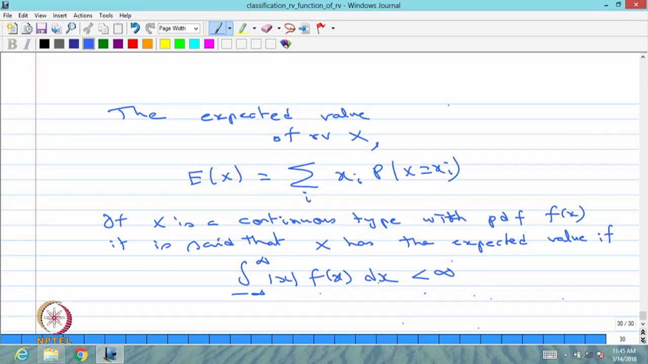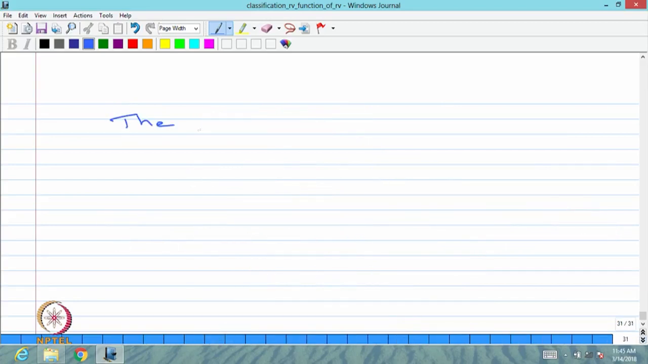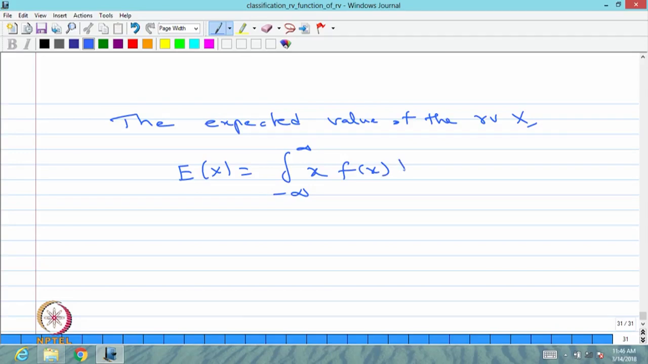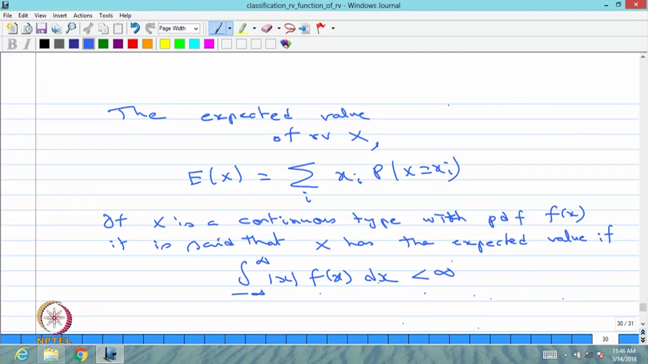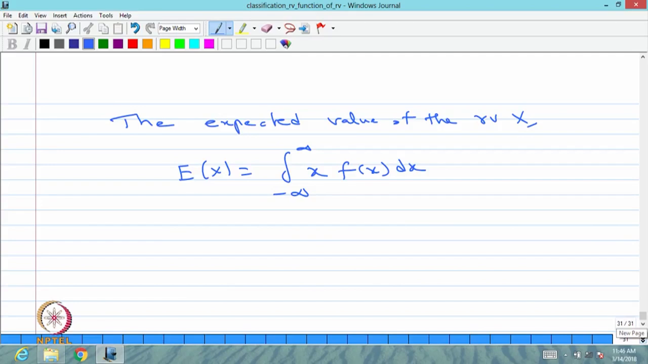In this case the expected value of the random variable X, denoted by E of X, is the same as the integration from minus infinity to infinity of x times f of x dx. Note that the integration from minus infinity to infinity of f of x dx is 1, because f of x is a probability density function, whereas here, if the integration of absolute x f of x dx is a finite quantity, then you can say that the expected value of the random variable X exists, and that value is E of X, a notation that is the same as the integral from minus infinity to infinity of x times f of x dx.